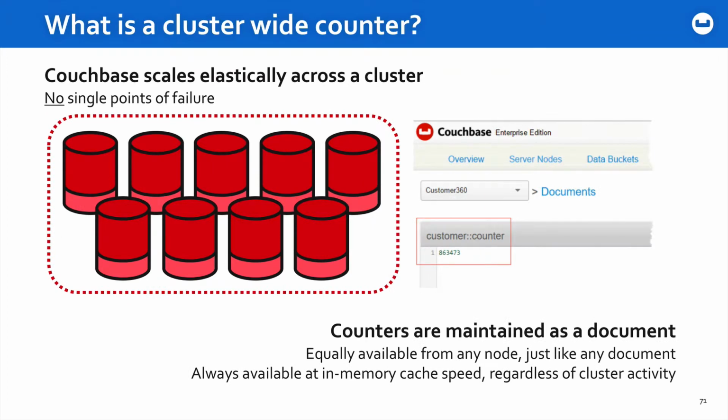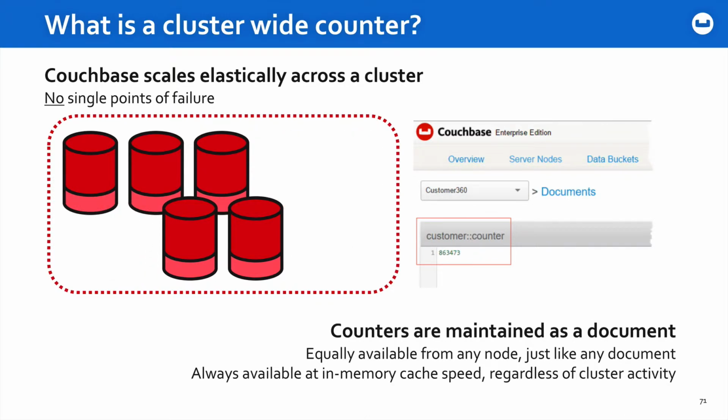Well, if you stop and think about it, it's quite easy. In Couchbase, really, you could invent this yourself. We simply use a document. We can create counter documents that are maintained, in effect, just like any other document, and as you'll see, you can go find it in your bucket. This document is then equally available from any node in your cluster, just like any other document. And it's also always available at in-memory cache speed, regardless of your cluster activity. So if over time your cluster is scaling up and scaling down and the write logs are being migrated around and compacted and replaced in the background, it doesn't matter. As far as your client is concerned, you always have a unique value.